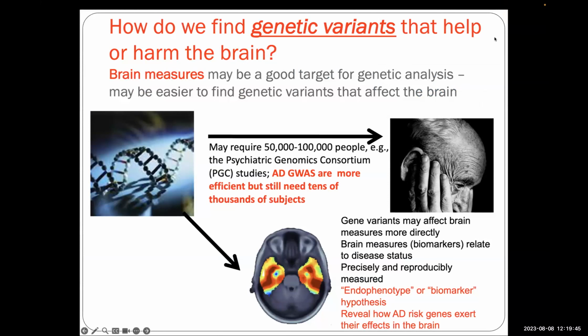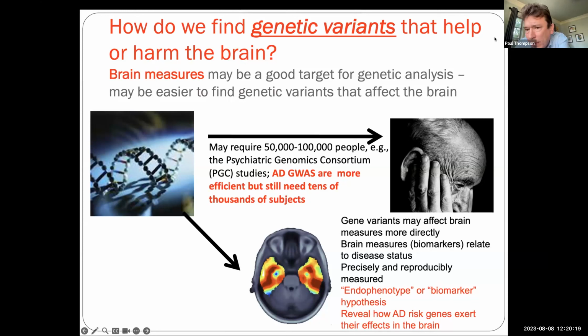Okay, wonderful. So how do we find genetic variants that help or harm the brain? I mean, the idea that brain measures, and for that matter, fluid biomarkers or other biological measures may be a good target for genetic analysis comes from a few sources. One is disentangling the biology of the disorder that we're studying. Obviously, if there's a precise biomarker, whether it be in an image or plasma, CSF, of a biological process, it's more specific if we find genetic or other determinants of that process.